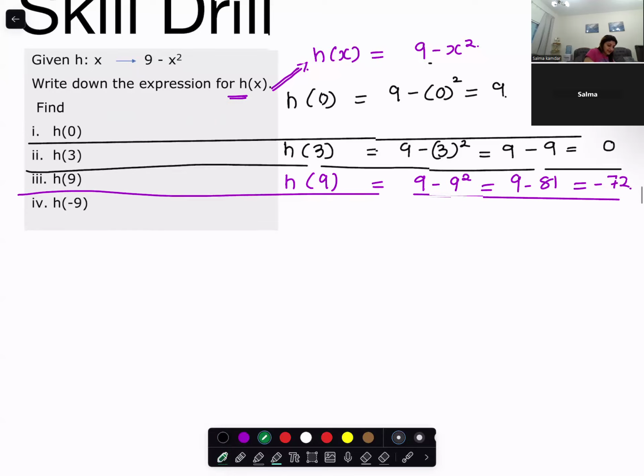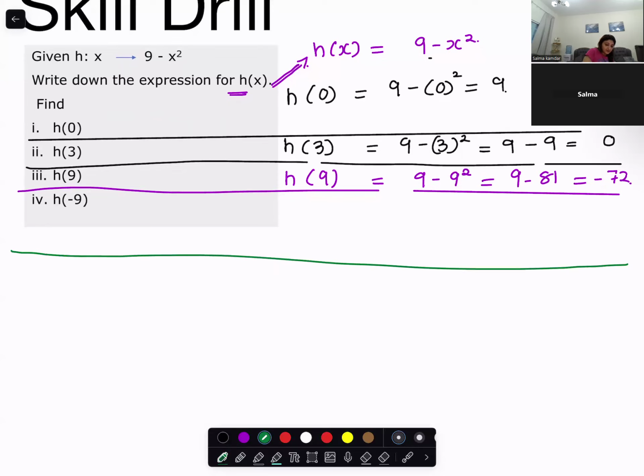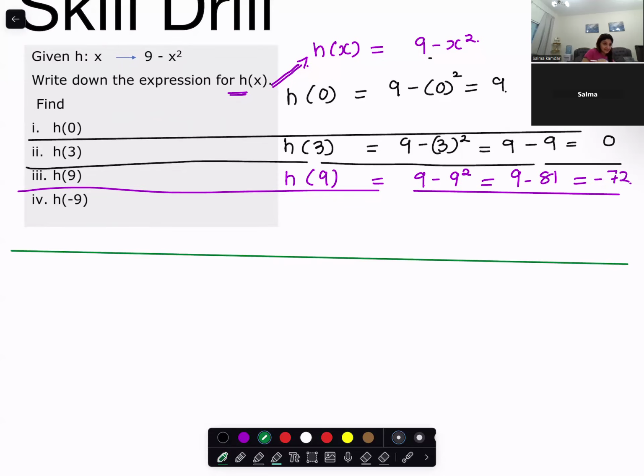Now they want you to find the value of the function when x is minus 9. So in place of x, replace minus 9. So in place of x, I would put minus 9. So this would become 9 minus of minus 9 square. So this becomes 9 minus 81. So it will again become minus 72.